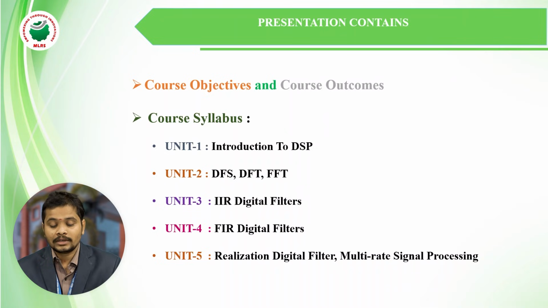So coming to the presentation content, today we will discuss the course objectives and course outcomes of digital signal processing, and also the course syllabus, which has a total of 5 modules. First is introduction to digital signal processing, and the second unit is discrete Fourier series, discrete Fourier transform and fast Fourier transforms. Unit 3 is IIR digital filters, then FIR digital filters, and how to realize the digital filters and use them for multi-rate signal processing. These are the 5 modules we will discuss in the DSP subject.